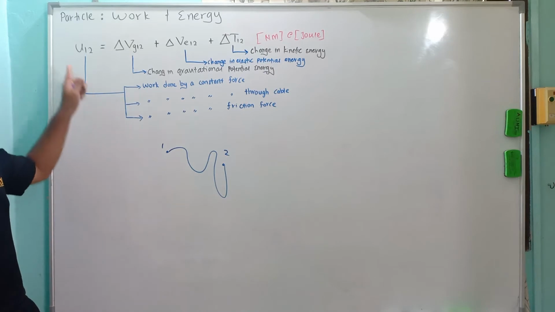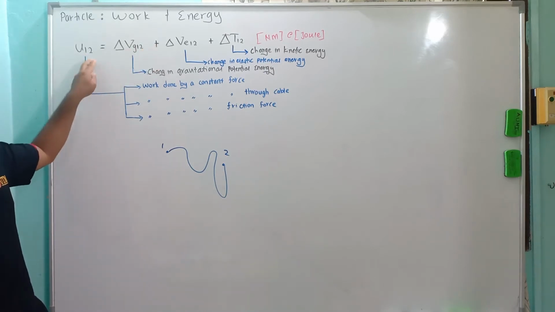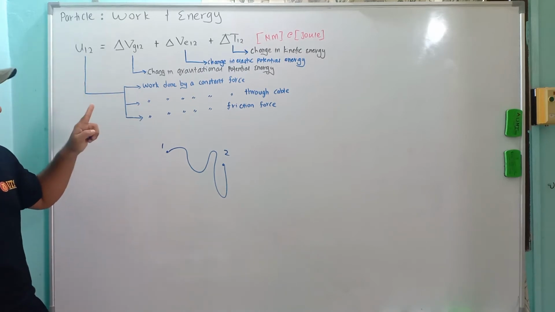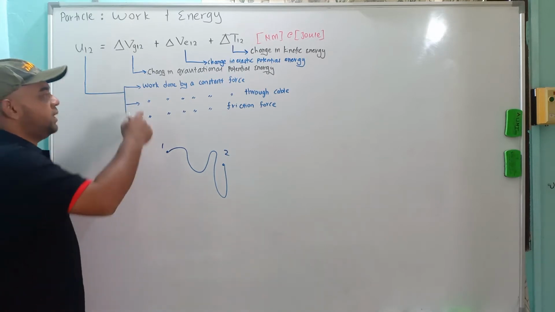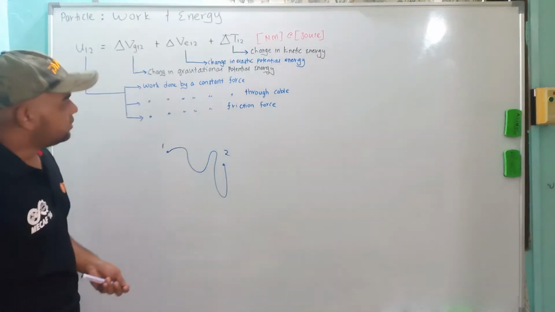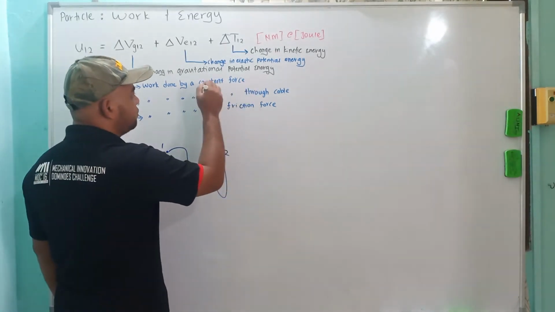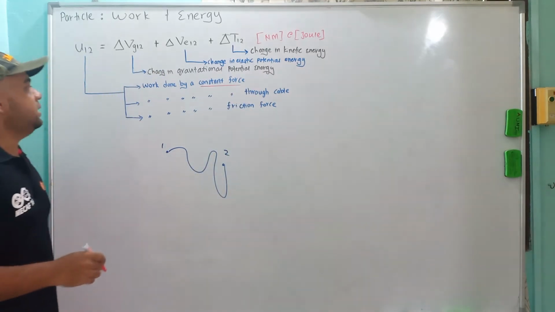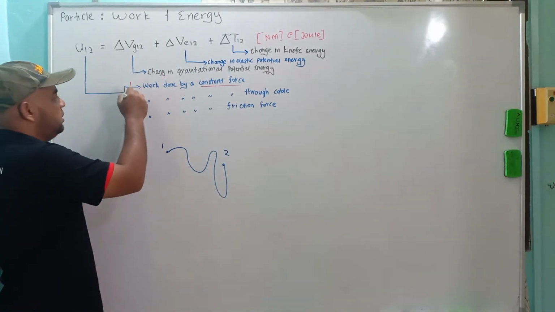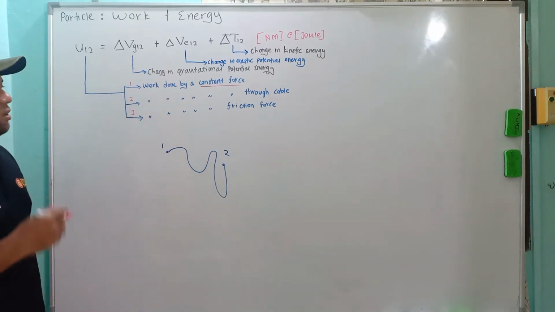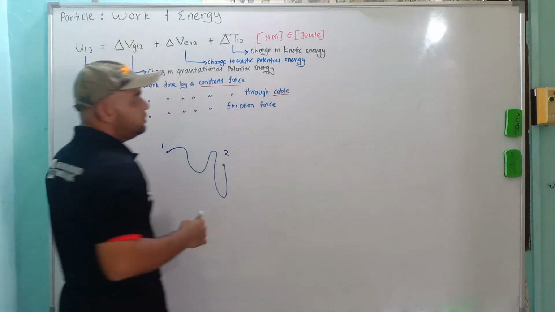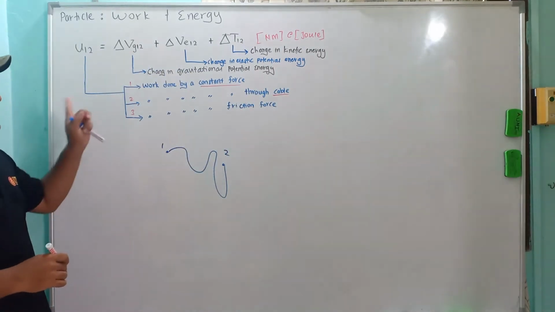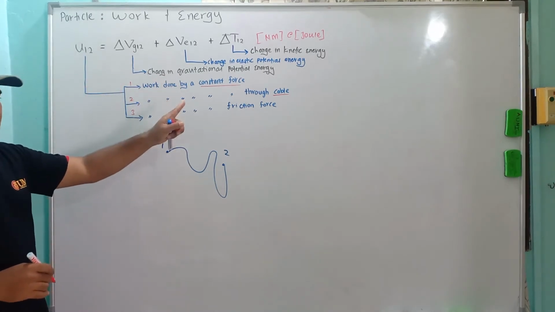So what is U12, delta Vg and so on? U12 is actually the work done. Work done can be divided into 3 components, which is work done by a constant force. Later on I will just refer to this one as constant force. The second one is work done by a constant force but through a cable. So this one later I will consider as a cable, for easier understanding.